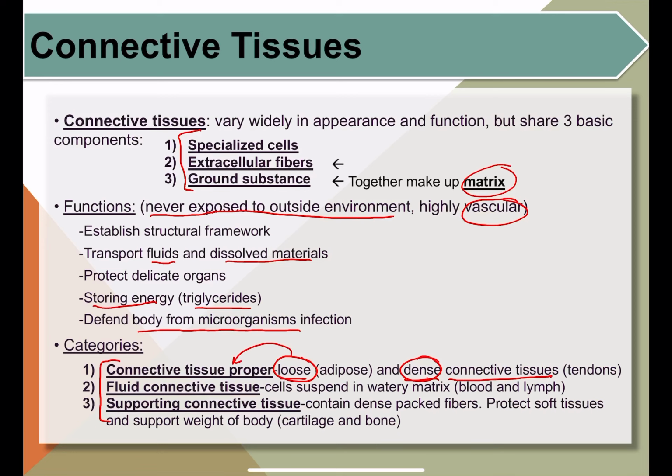Fluid connective tissue is your blood and lymph, which are cells that are suspended within some sort of fluidy or watery matrix. And then you have your supporting connective tissue, which are usually containing dense packed fibers, and those will be your cartilage and your bone tissues. So this would be the most diverse type right here, your connective tissue proper. Fluid is the easiest. It's just blood and lymph, and I'll talk about some of those. And then your supporting connective tissues are those cartilage and bone.